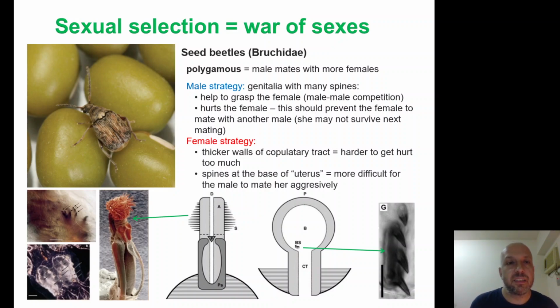So okay, the male tries to manipulate in this horrible way, but females actually try to do something against it. What can be done? One thing is that the walls of the genital tract get thicker. That means they are not that easy to hurt. They also develop some spines at the base of the uterus, which somehow prevent the male from being aggressive, right? So they offer some kind of counter to the aggressivity of the male.